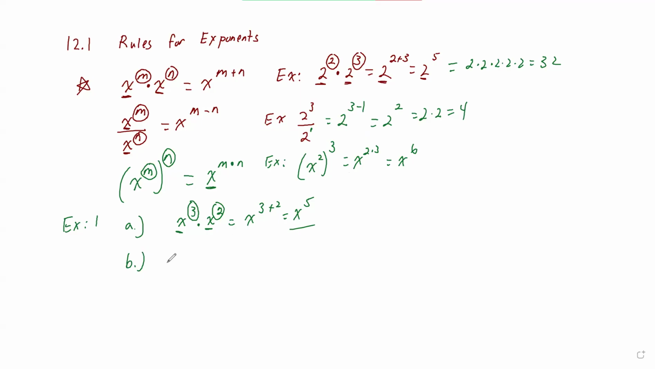All right. Let's see. B, this will be y to the 5th times y to the 4th. That's it. Y to the 9th, because I would just add the exponents. We good?